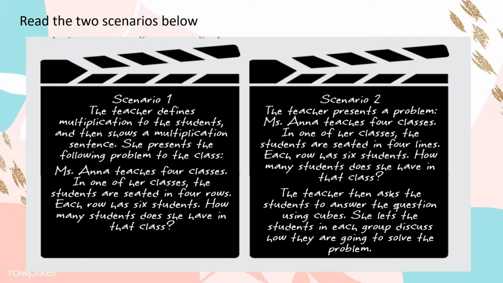Scenario number 2. The teacher presents a problem. Miss Anna teaches 4 classes. In one of her classes, the students are seated in 4 lines. Each row has 6 students. How many students does she have in that class?